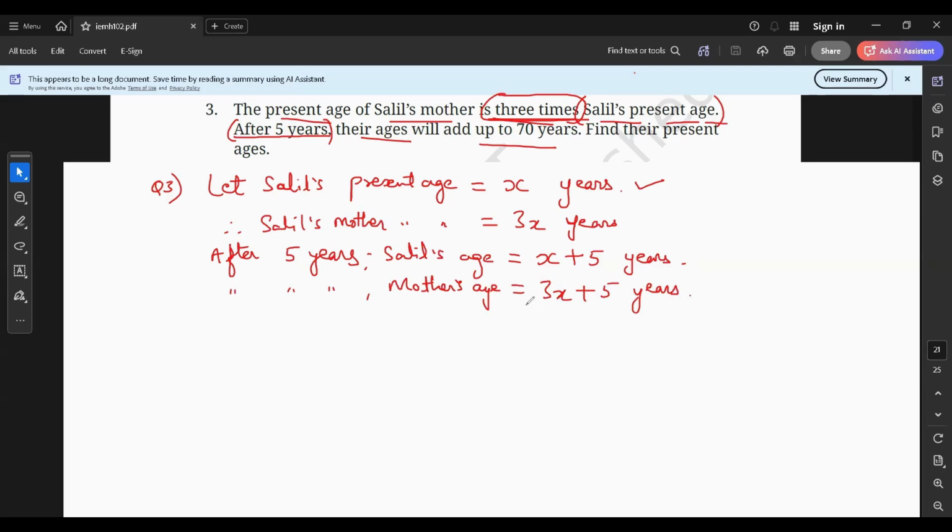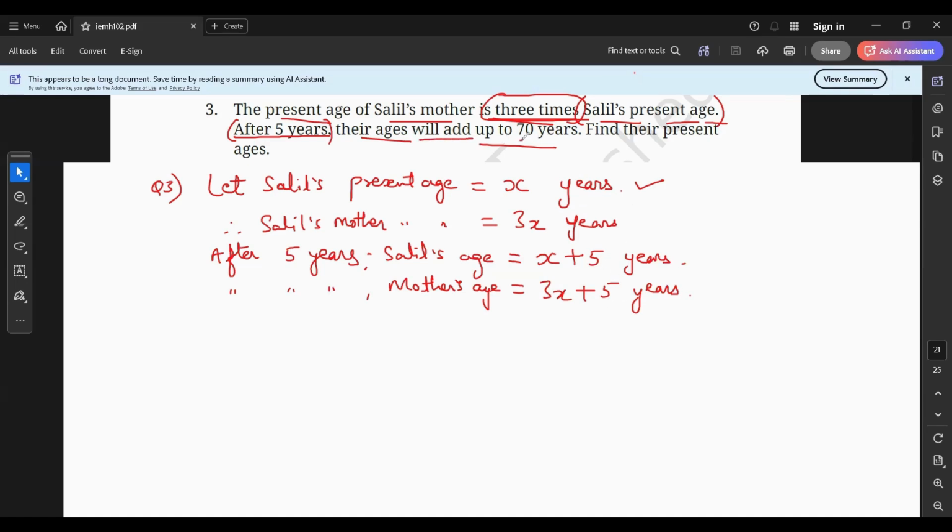Because right now, suppose my age is 45. So after 5 years, I'll be 50. It is not that after 5 years only my age will increase. Every year, every child's age will increase. So after 5 years, my age will increase by 5. Your age will also increase by 5. So we add 5 to both of them. Adding 5 to Salil's age, and adding 5 to mother's age, because after 5 years, both their ages will increase by 5 years.